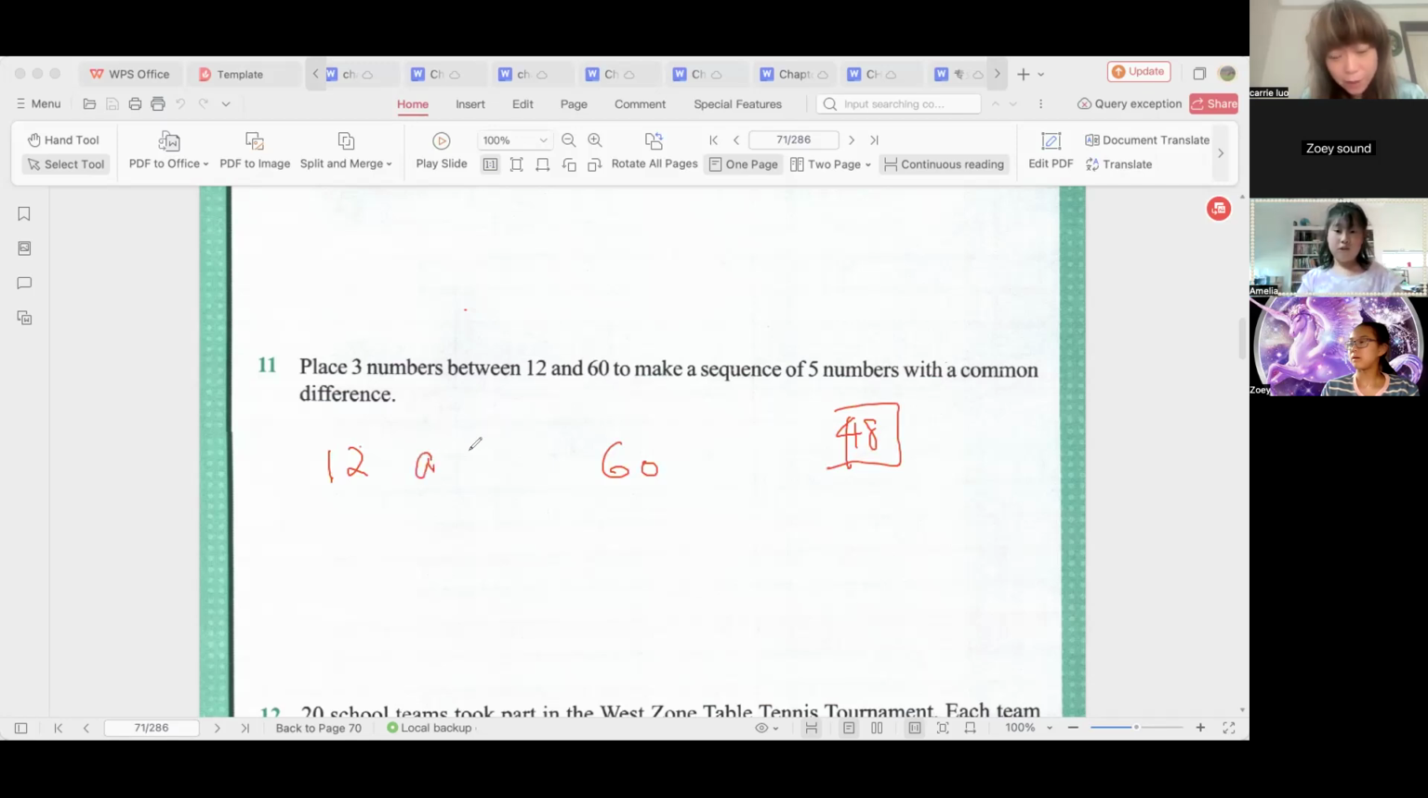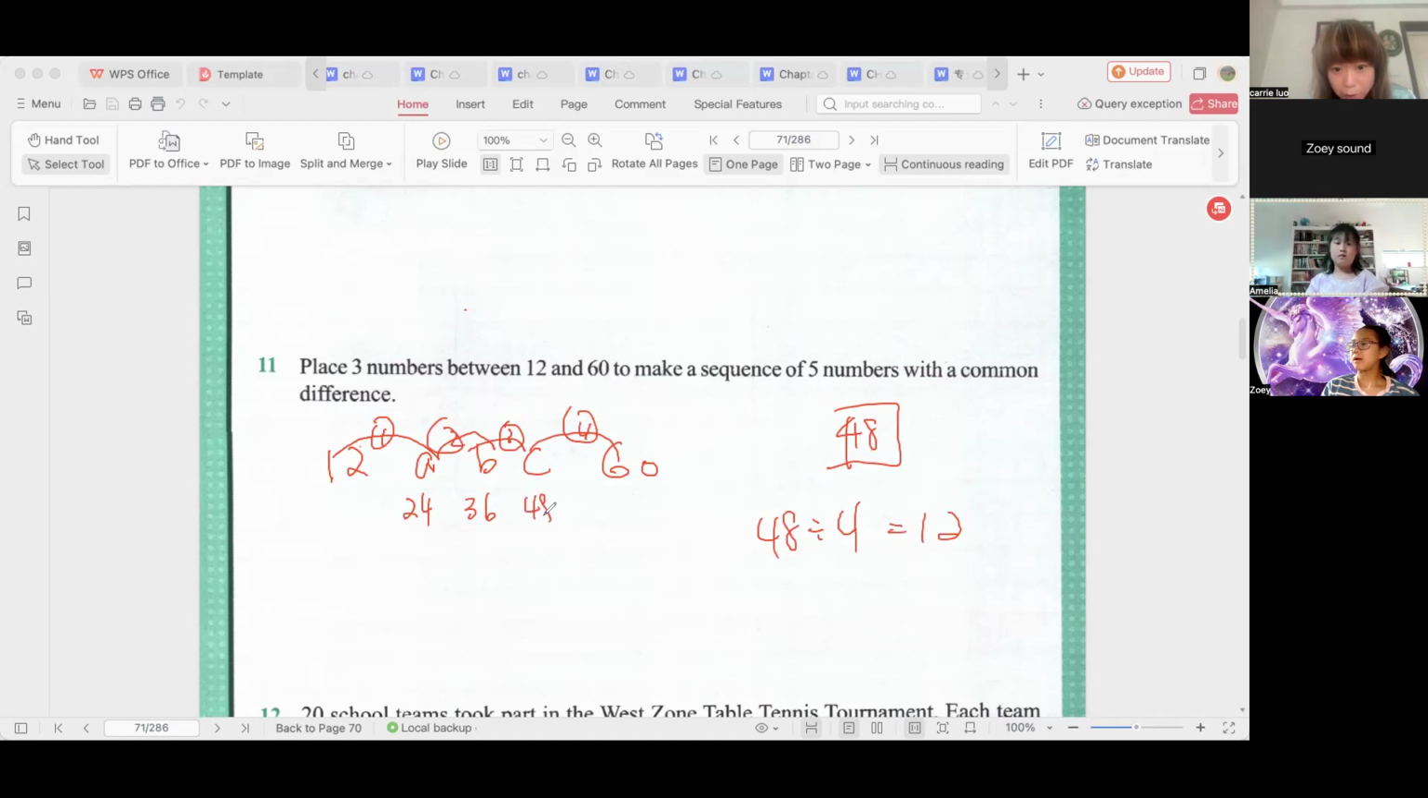So if this is A, this is B, and this is C, you need to find out the common differences between them. So let's count how many common differences there are. 1, 2, 3, and 4. There are 4 common differences, and you need to equally divide 48 by 4, which equals 12. So that means the first one is 24, the second one is 36, the third one is 48, and the last one is 60. Get it? So that's the quickest way to find it, right?